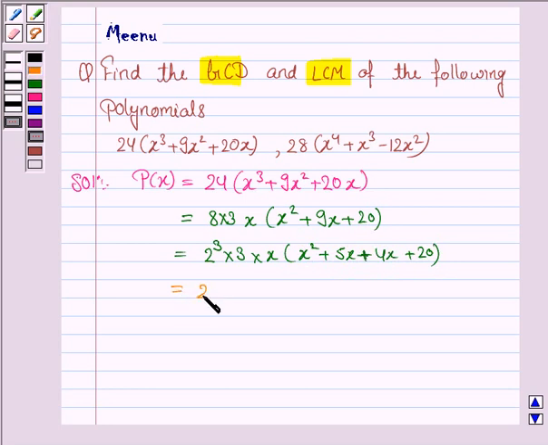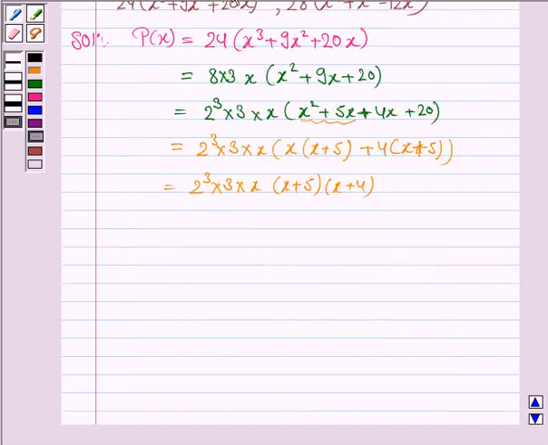Now again, 2 cube into 3 into x into, taking x common from the first two terms here, we have x into x plus 5, taking plus 4 common from the last two terms, we have 4 into x plus 5. So 2 cube into 3 into x into, taking x plus 5 common, we have x plus 5 into x plus 4. So we have factorized the polynomial Px as 2 cube into 3 into x plus 5 into x plus 4.